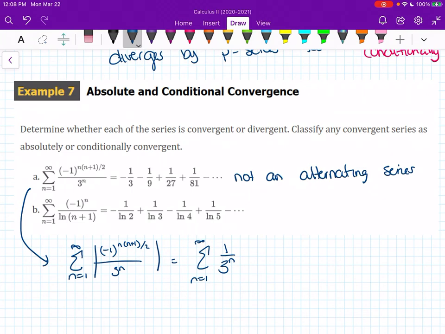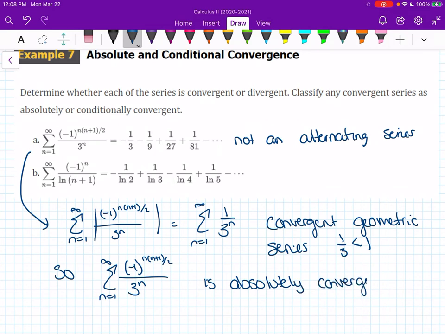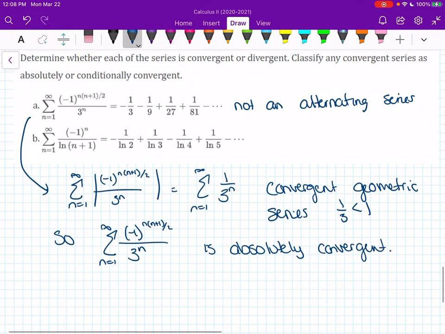which is a geometric series. So this is a convergent geometric series, since 1/3 is less than 1. So then we can say that my original series, n equals 1 to infinity of (-1) to the mumbo jumbo over 3 to the n, is absolutely convergent. Great. Let's look at B.